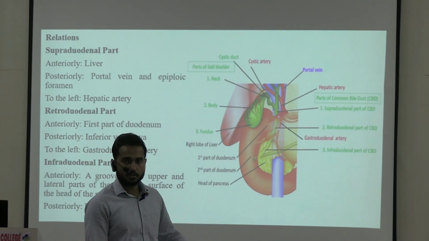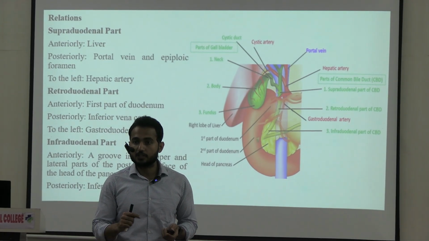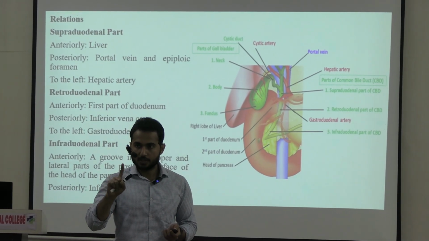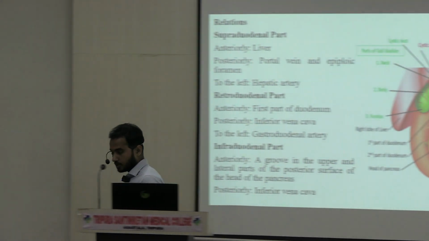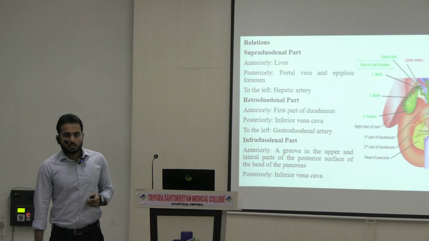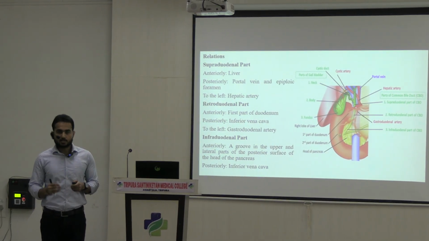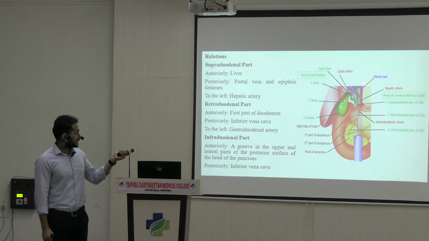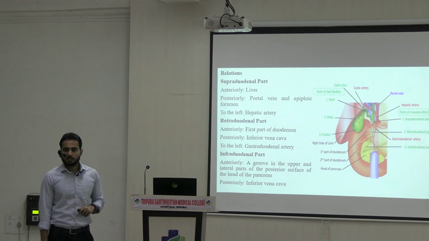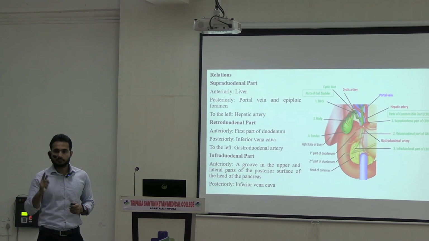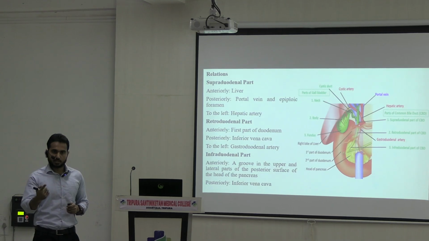First part is the supraduodenal. Supra means above the duodenum. Which part of the duodenum? First part of the duodenum. Compare with the diagram so that you can understand, because the relations are categorized based on the parts. The first is the supraduodenal, the part which is present above the first part of the duodenum. Retroduodenal means behind the duodenum. Which part? First part of the duodenum. Infraduodenal means below, that also the first part of the duodenum.